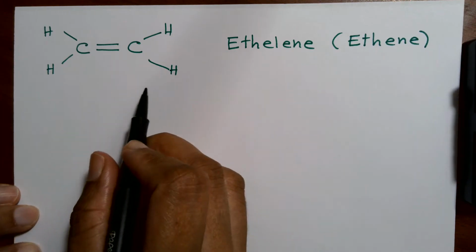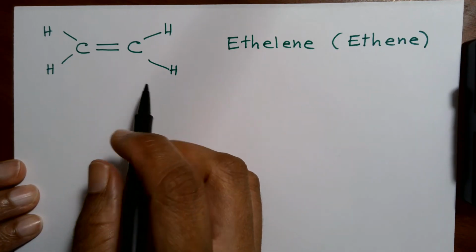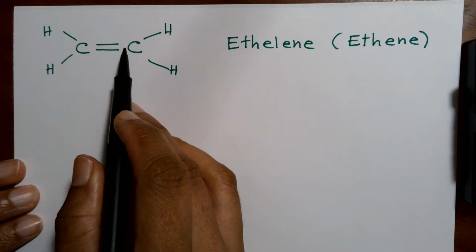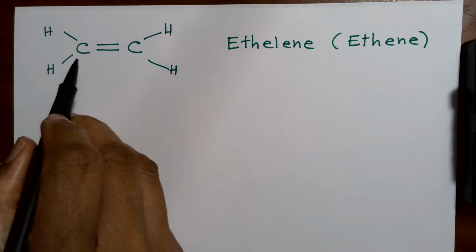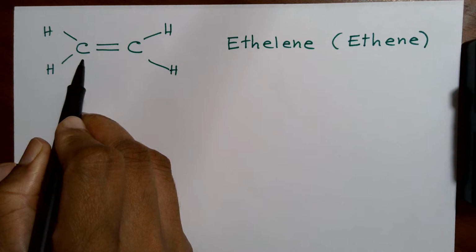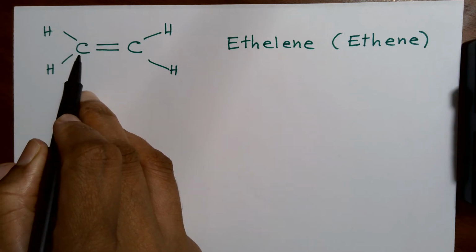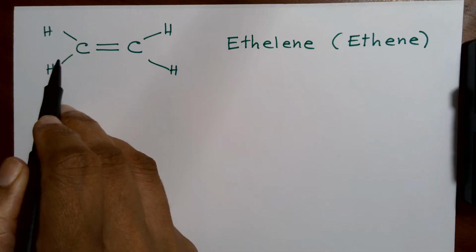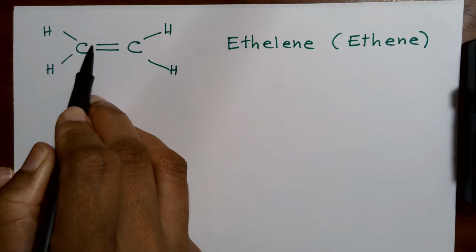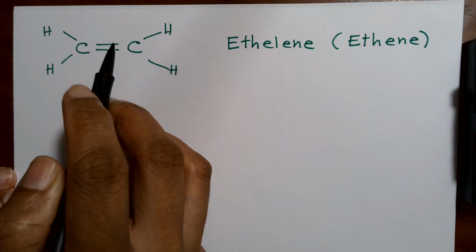So this is ethylene, or another name is ethene. There's a double bond between carbon and carbon and four single bonded hydrogens. Let's talk about one carbon atom first. You can see the atomic environment around the one carbon: single bonded hydrogens and another connection to the adjacent carbon.